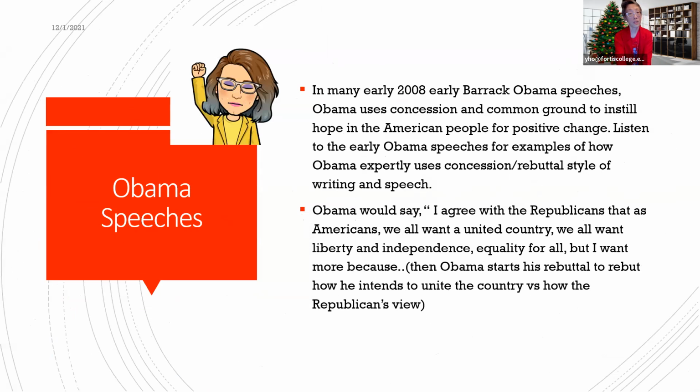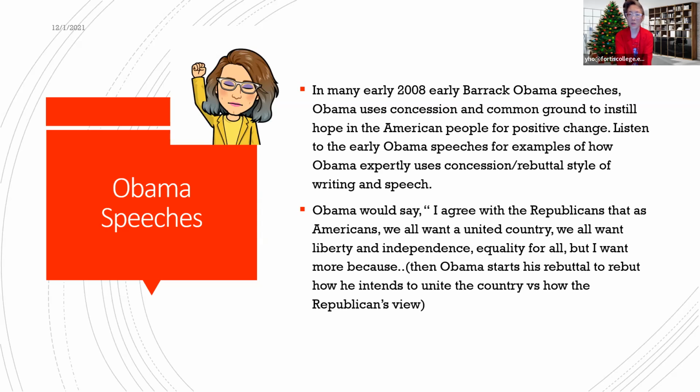In many of the early Barack Obama speeches, Obama uses concession and common ground to instill hope in the American people for positive change. Listen to the early Obama speeches for examples of how Obama expertly uses the concession rebuttal style of writing and speech. Typically, Obama would say, I agree with the Republicans that as Americans, we all want a united country. We all want liberty and independence. We all want equality for all.